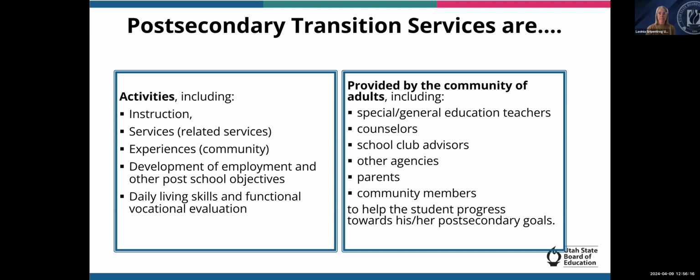I think it's anything that you're doing to help students develop their skills around employment, whether that be what we sometimes call soft skills, social skills, or more interest inventories to really figure out what they like and are good at. It also could include daily living skills and functional vocational evaluation. That's a lot. Daily living skills, like that list we had of independent living skills, can be a lot of different things. That's what I mean by transition services being confusing, because they can be so many things and they really need to be targeted to the student. And again, this is what the community of adults provides the student.